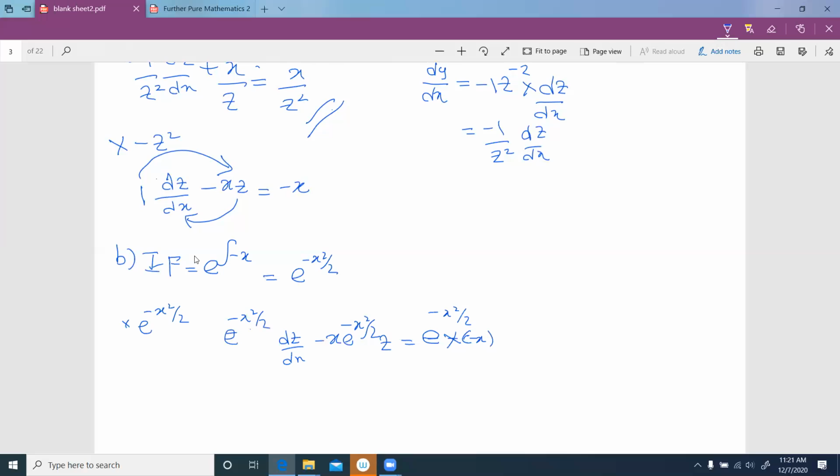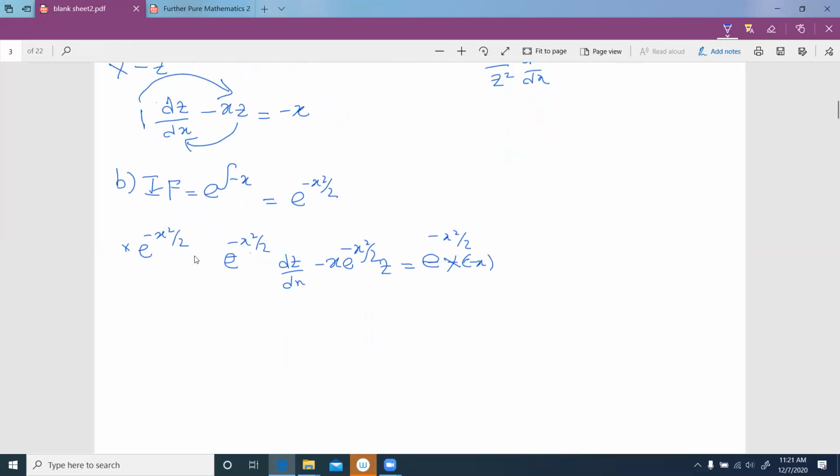Right. Okay, then here the differentiation is available here, and here the differentiation is available here. So you can simply write this fact: the differentiation of e to the power minus x squared over 2 into z is equal to minus x e to the power minus x squared over 2.